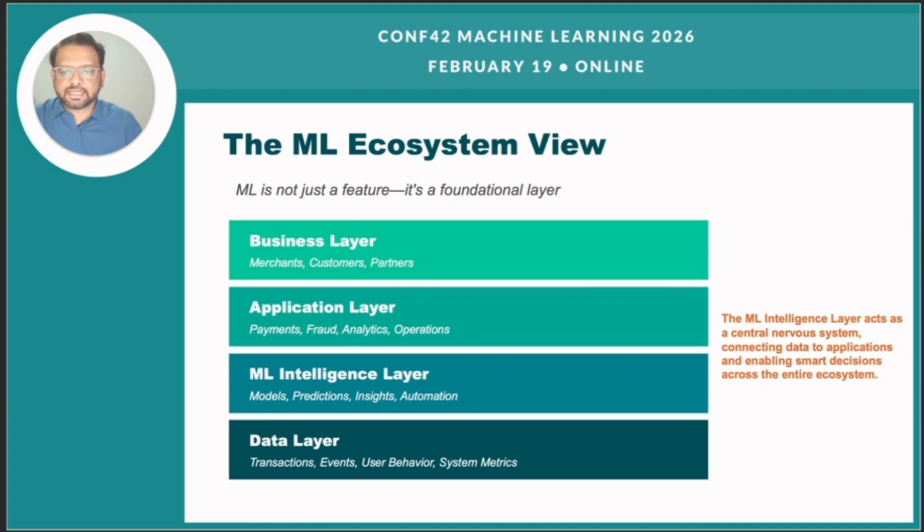The key insight here is that the machine learning intelligence layer connects everything. It transforms raw data into actionable intelligence that powers all the applications above it. It enables the applications to be faster, smarter, and more adaptive than they could be independently. The architecture view helps explain why machine learning is transformative in payments. It's not just about improving individual features, it's creating a new foundation that elevates the entire ecosystem.